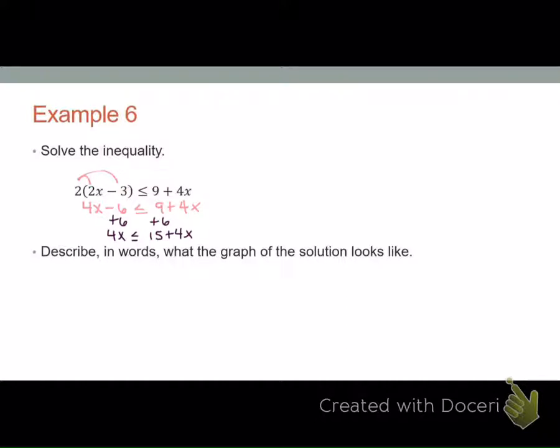Mike, now what? What's 4x minus 4x? 0. So I get 0 is less than or equal to 15. Is that a true statement? Is 0 less than or equal to 15? Not equal. It's less than, though, so it's or, so it only has to be one or the other. So it is less than, the Pac-Man is eating the bigger number, so that's all real numbers. Any number you plug in will work.